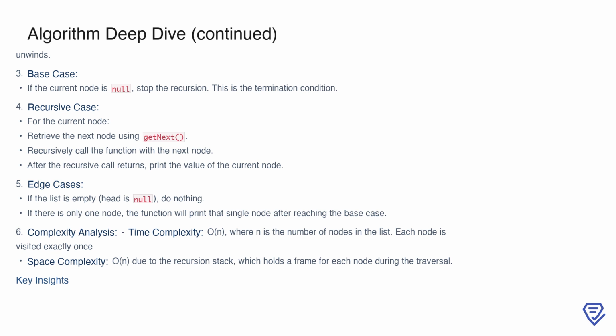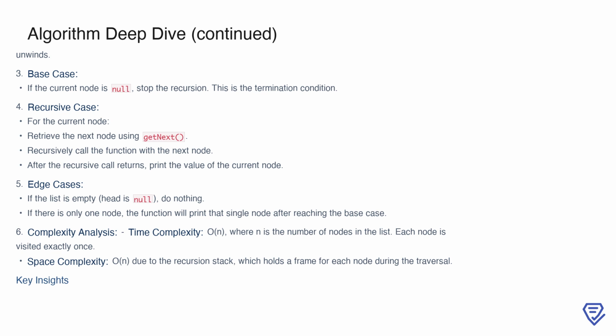First, we need to define a base case for the recursion. If the current node is null, we stop the recursion, as we've reached the end of the list. For the recursive case, we retrieve the next node using the getNext method and call the function recursively with this next node. Once the recursion reaches the base case and starts to unwind, we then print the value of the current node. This ensures that the nodes are printed in reverse order of their appearance in the list.